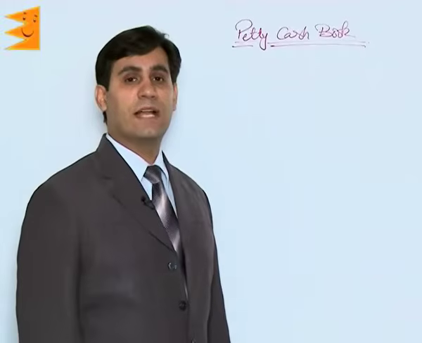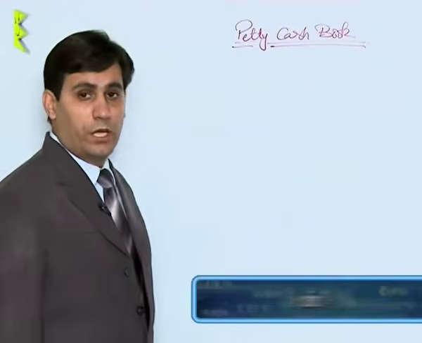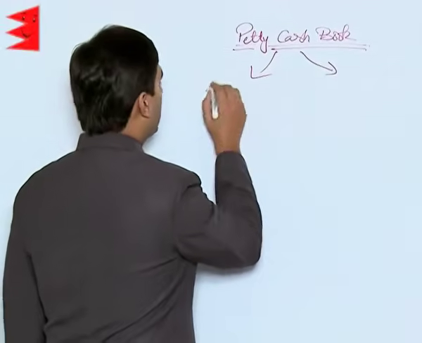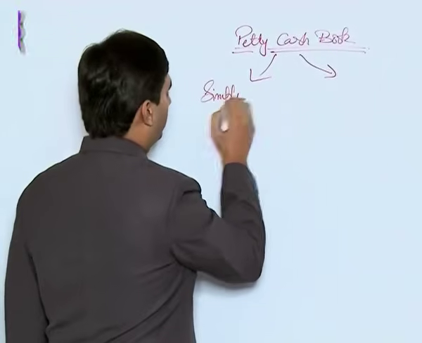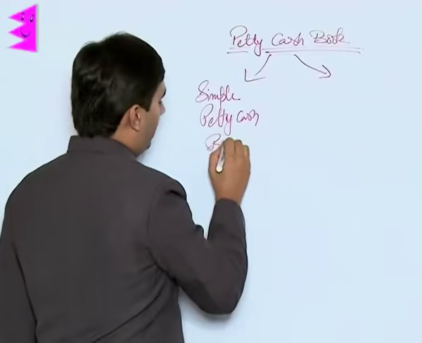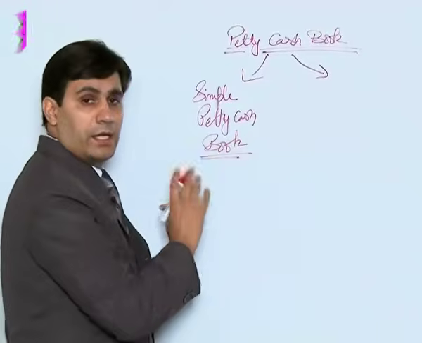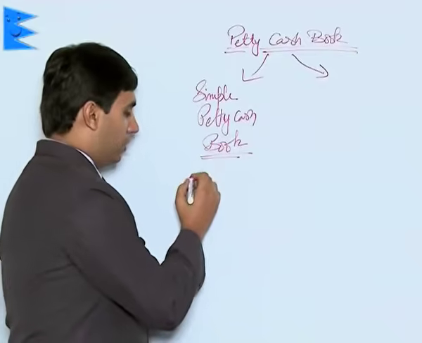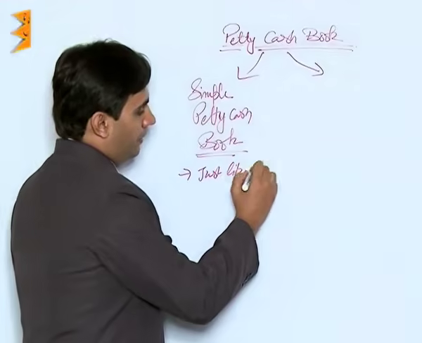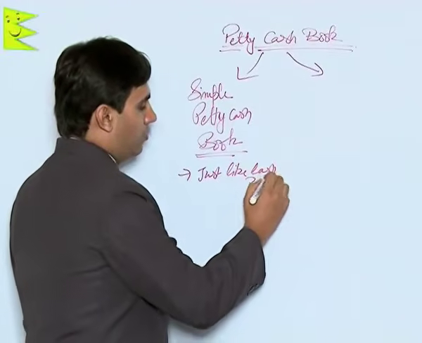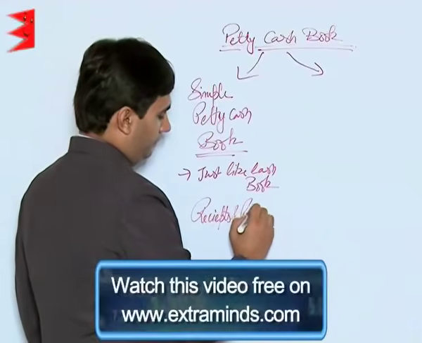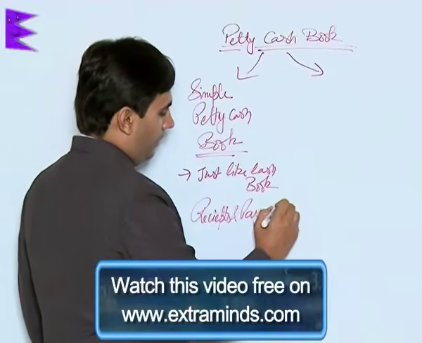Now students, understanding how to make a petty cash book. A petty cash book is usually drafted in two different methods. One is simple petty cash book. As the name suggests, it is simple book. It is made on the lines of just like cash book, in which only the receipts and the payments are recorded.